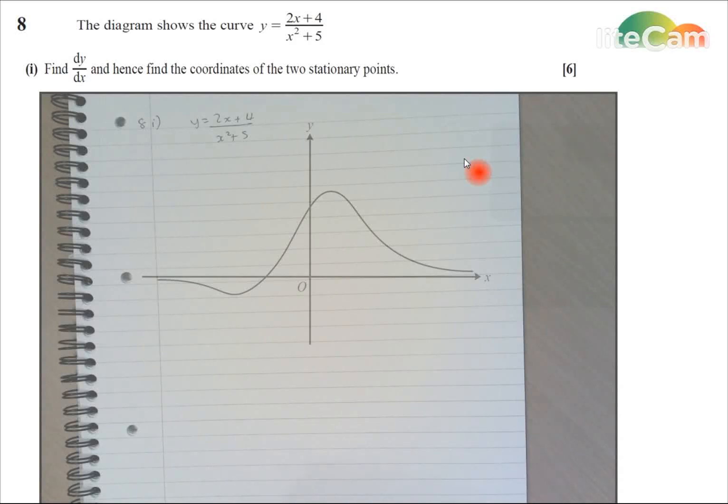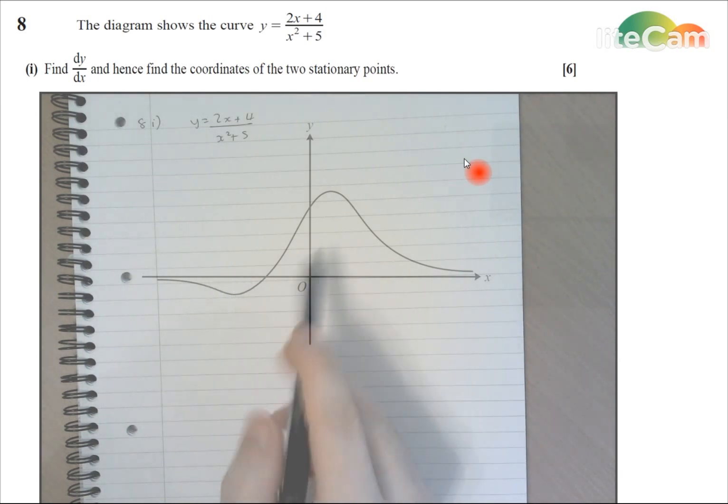Question 8, part 1. The diagram shows the curve y equals (2x plus 4) over (x squared plus 5). Find dy/dx and hence find the coordinates of the two stationary points. Well, looking at the graph, we've got a stationary point here and here.